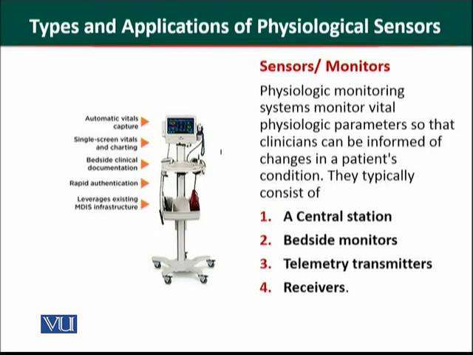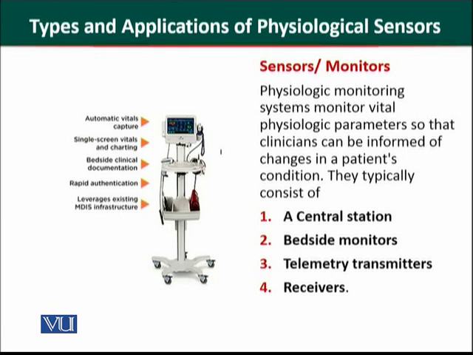The physiological sensors are also known as monitors. These monitors are commercially available. These monitors measure more than one physiological parameter such as heart rate, blood pressure and pulse rate. There are 4 important components of these physiological monitors or physiological sensors. The one is central station, second is bedside monitor, third is telemetry transmitters and fourth is the receivers.